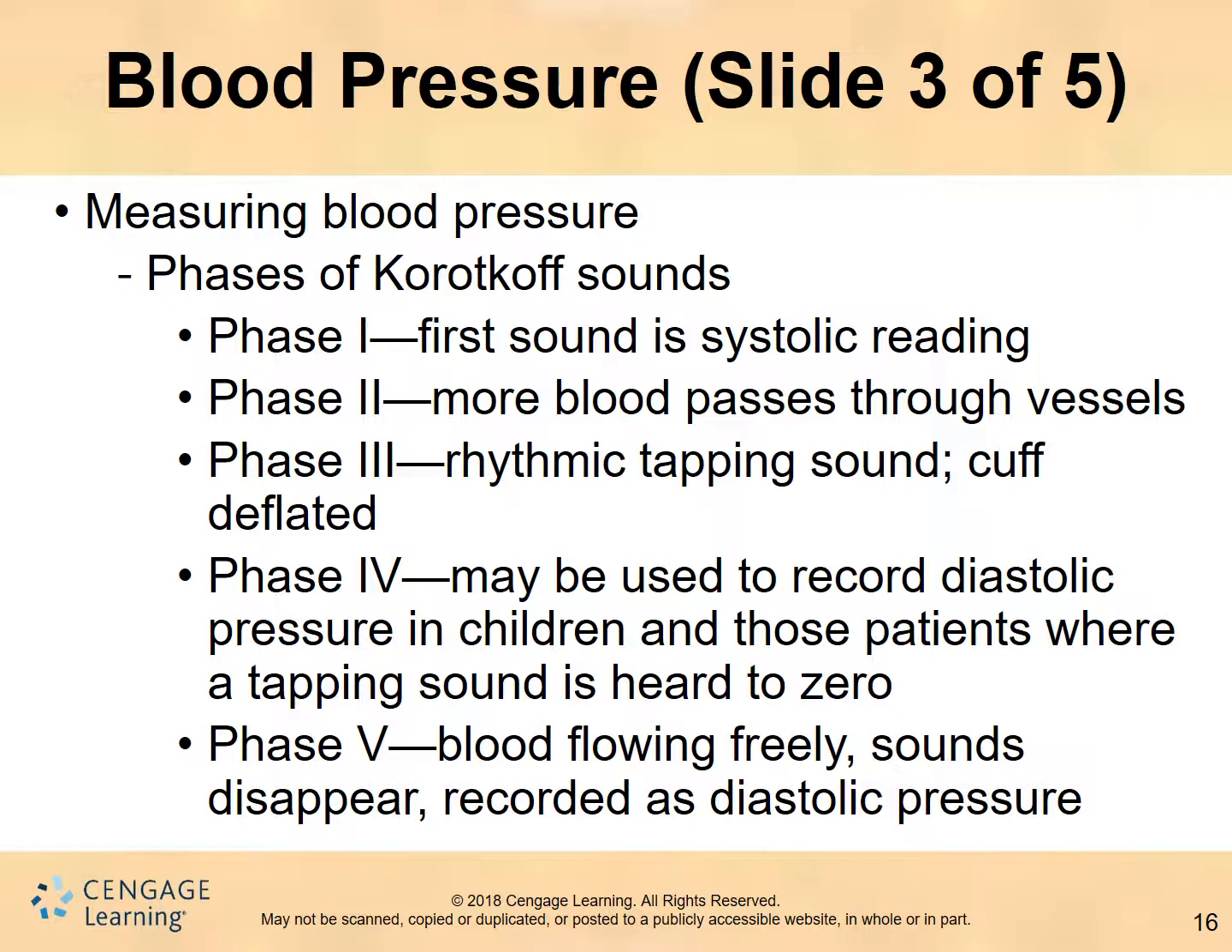So, measuring blood pressure, phases of sounds. Phase 1, the first sound, is the systolic reading. And then as more blood passes through the vessels is phase 2. Phase 3 is a rhythmic tapping sound as the cuff deflates. Phase 4 may be used to record diastolic pressure in children and those patients where a tapping sound is heard to 0. Phase 5 is the blood flowing freely, the sounds disappear, and when the sounds disappear, you record that as the diastolic pressure.